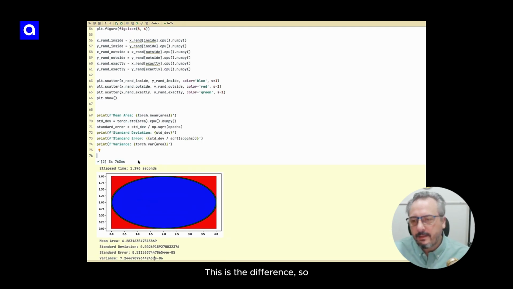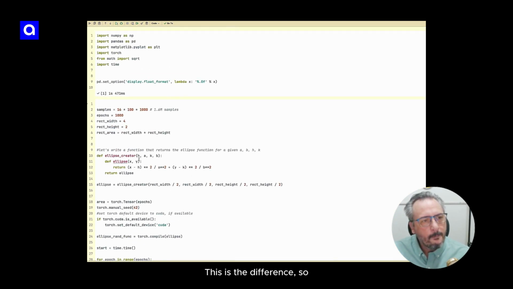This is the difference. So we did 1.6 billion darts in total versus 16,000 in the other. So quick calculation: 1.6 billion divided by 16,000. So we did 100,000 times more.